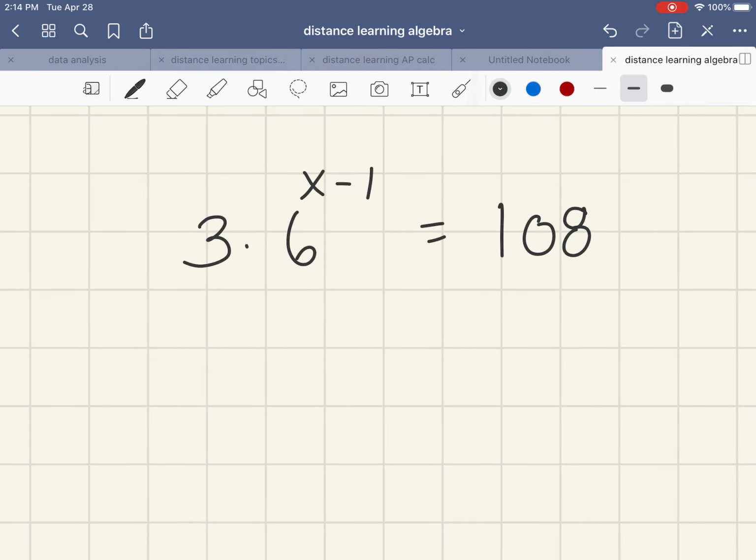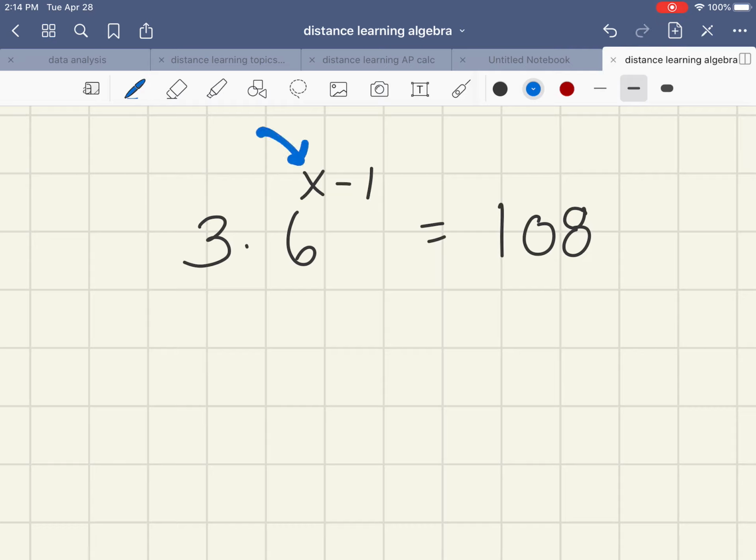So here we have 3 times 6 to the x minus 1 equals 108. Now, initially you might be thinking, I'm going to multiply these, but no, you cannot, because you have to do exponents before you do your multiplication, and you don't have values in here yet, so you can't.